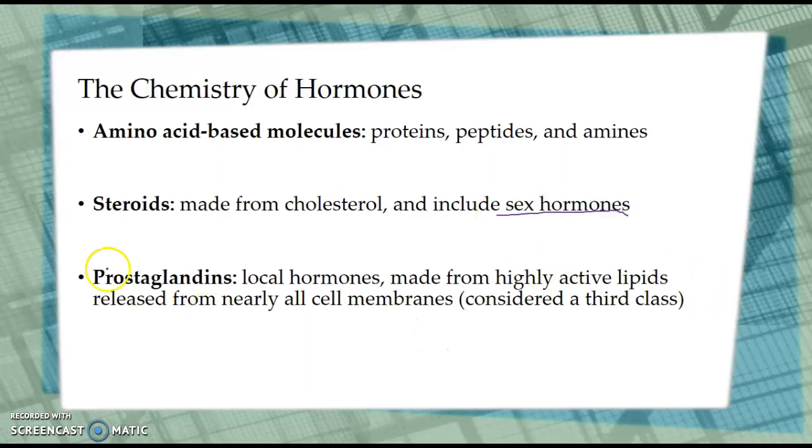There is one other class of hormones called prostaglandins. These are local hormones that are released from basically all different types of cells, and then they kind of just stay in that area. A lot of times they're produced by non-endocrine organs. For example, your heart produces a hormone that we talk about when we get into the cardiovascular system. That would be a prostaglandin because it's not necessarily coming from an endocrine organ.